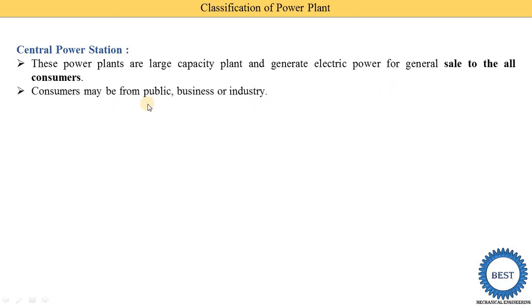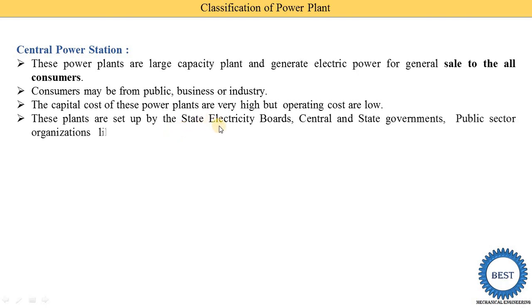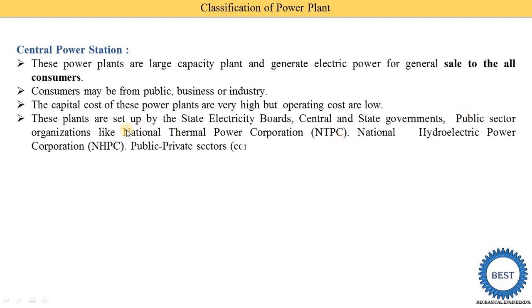Consumers may be in the form of the public, business, or industries. The capital costs of this power plant are very high, but operating costs are low because its size is very large. That's why its initial cost is high, but operating costs are low. These plants are set up by the state electricity board, central and state governments, public sector organizations like NTPC. NTPC means National Thermal Power Corporation, National Hydroelectric Power Corporation NHPC, and public and private sectors combined.